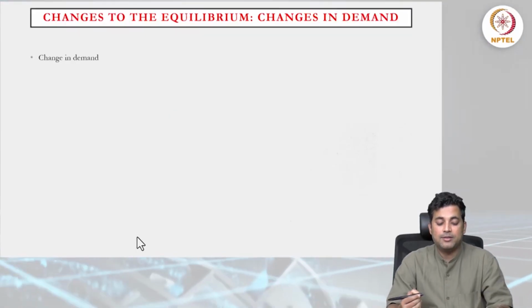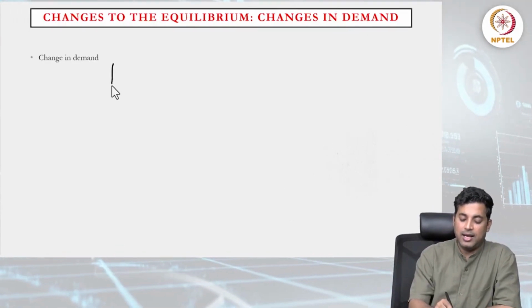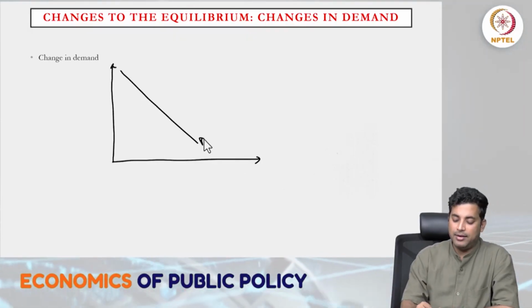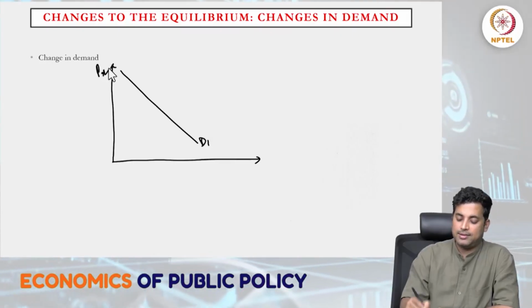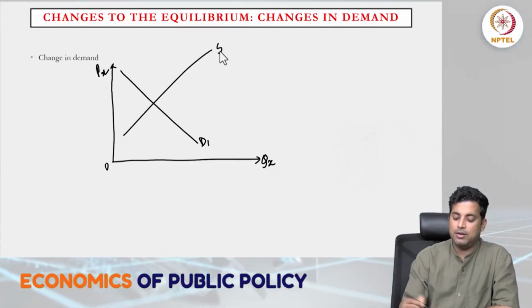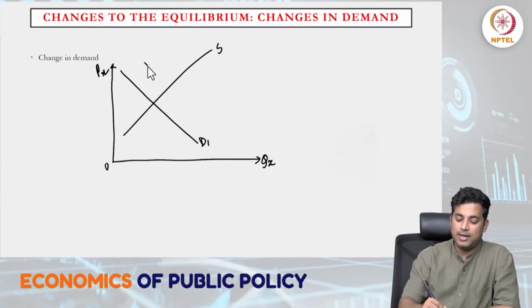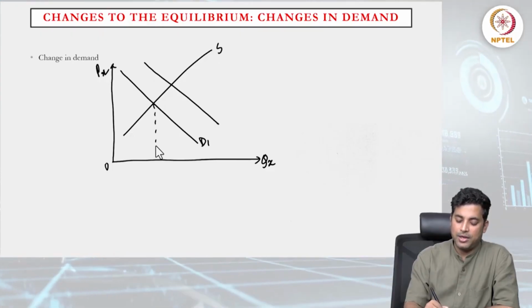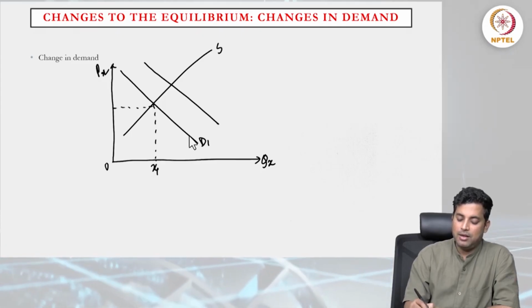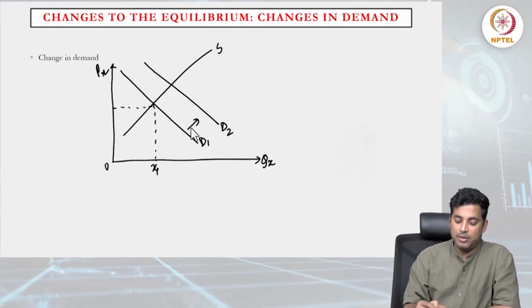So this is how the market works, where demand and supply of any commodity intersect each other. Now let's move to the next: what happens when demand changes? Here we have D1, price Px and quantity Qx, and this is the initial supply curve. For a certain reason, say demand for that particular commodity has increased, and then the demand curve shifts rightward.